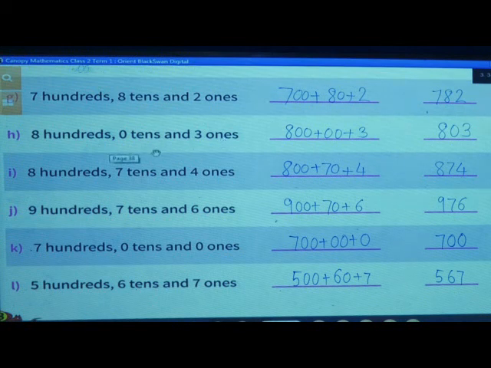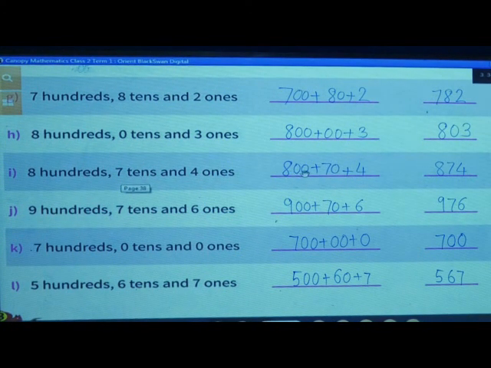Now see here, you may say your number is not there. What to do? How to do? If there is no number, that will be 0. Then 800 plus, now 0 tens. 0 tens means nothing, so you will write 2 zeros, plus 3. That is 803. Then 800, 7 tens and 4 ones.